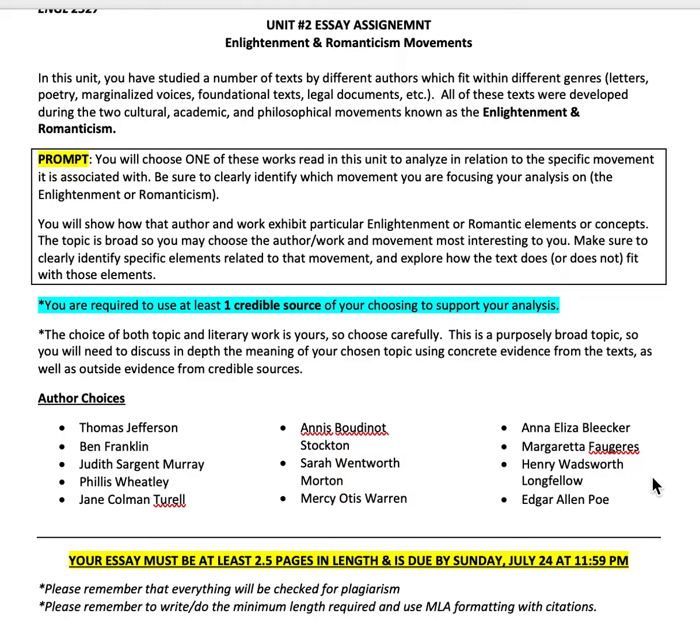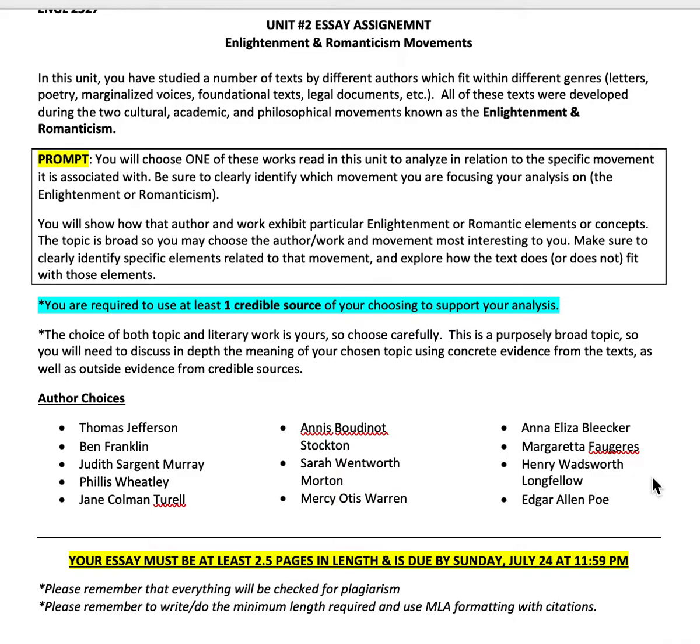For example, if you're looking at the Enlightenment movement, it could be the value of the intellect or the intellectual. It could be individualism. If you're looking at Romanticism, it could be the escape into nature. It could be the encroaching industrialism and the refuge that you find in nature. There's a lot of different things that you could talk about.